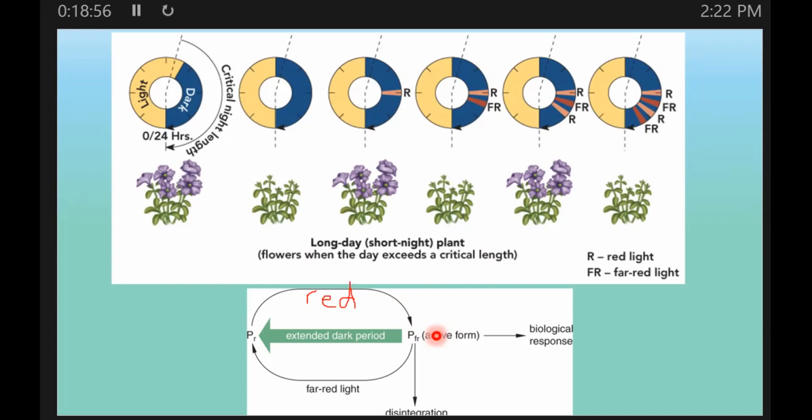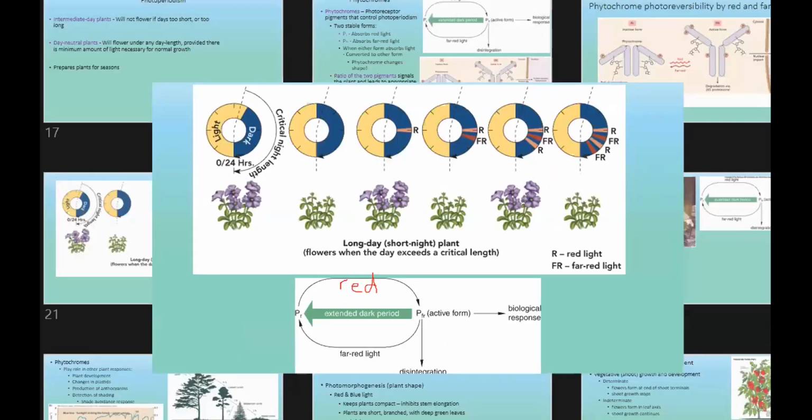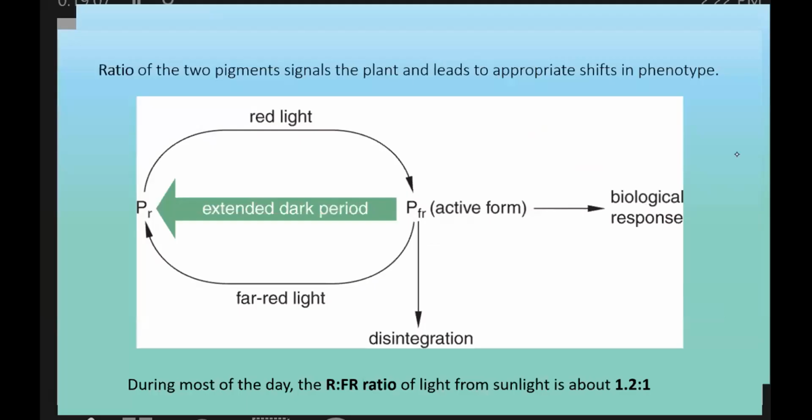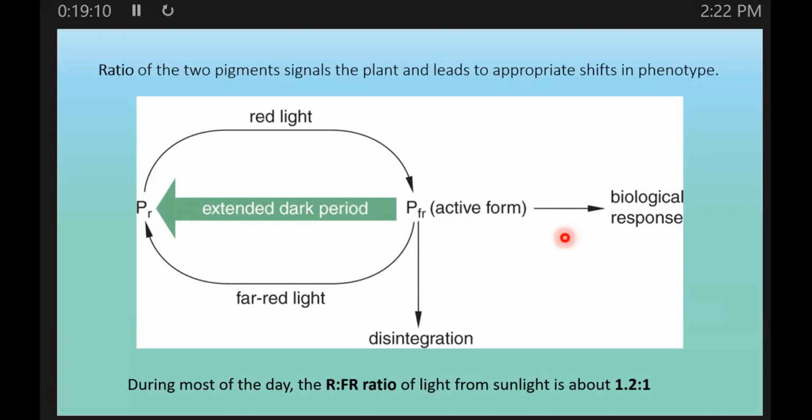And when a plant is experiencing true sunlight, I have it in one of these. Where did it go? When the plant is experiencing true sunlight, the sentence down on the bottom here says, during most of the day, the red to far red ratio of light from sunlight is about 1.2 to 1. So what that's saying is there's a little bit more red quality of light that the plant gets hit with compared to far red light.